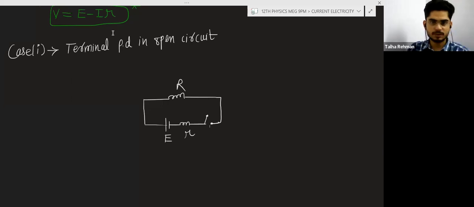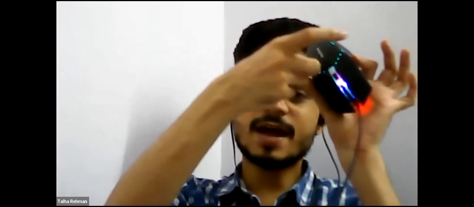Do you want to see the open circuit? Okay, see this. Now there is a light here, which means current is flowing, because the circuit is closed. Now I am opening it, and the light has gone, because the circuit is open, and an open circuit means there is no current. And again I am connecting the wire. See, now it is closed.